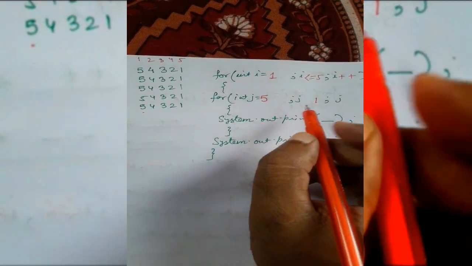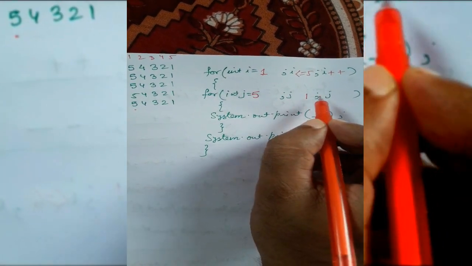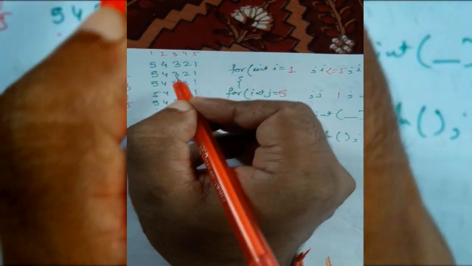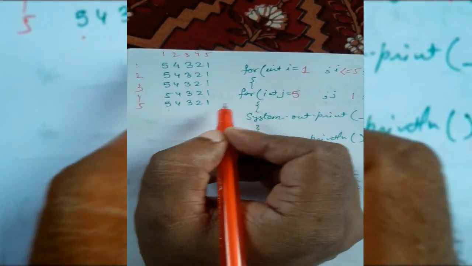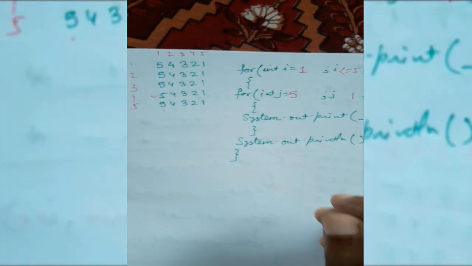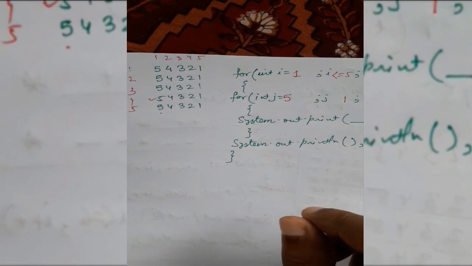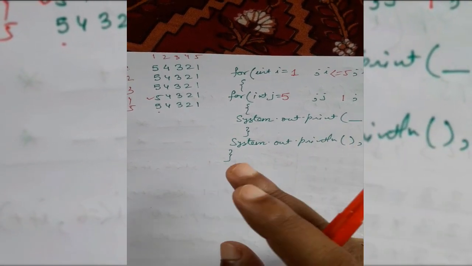Now the question is whether it is less than, greater than, or plus plus, minus minus. Now you see 5 4 3 2 1, any line, any row you choose. I am choosing this one, the fourth one, but you can choose any one. So you see that it is in decreasing order. 5 4 3 2 1 means it is in decreasing order.